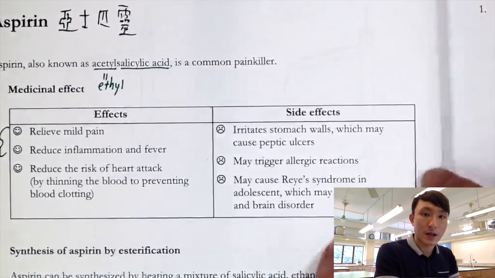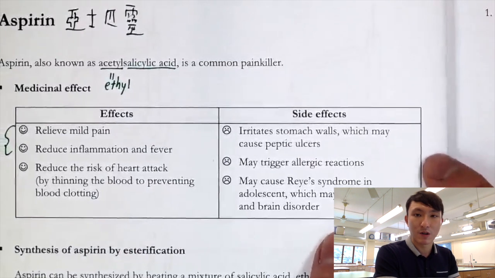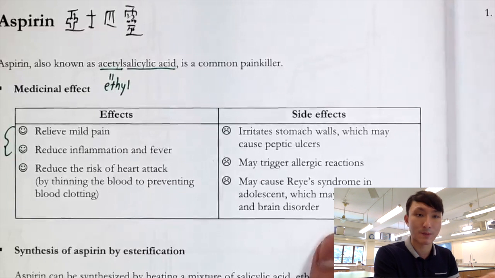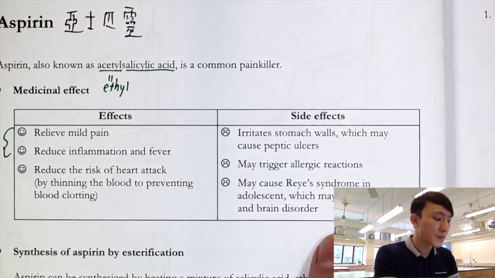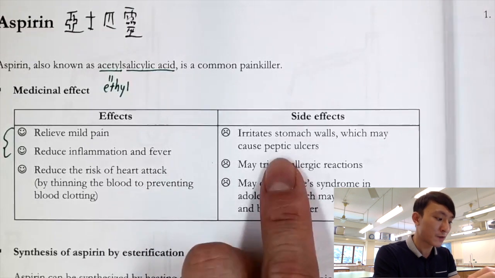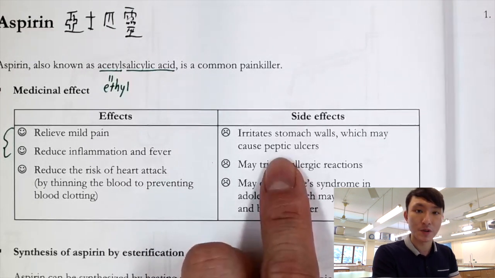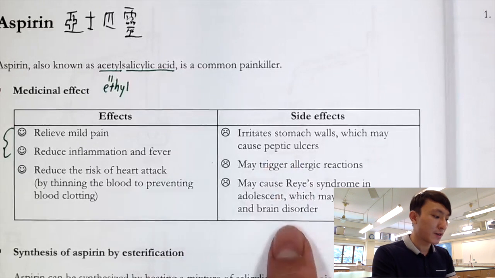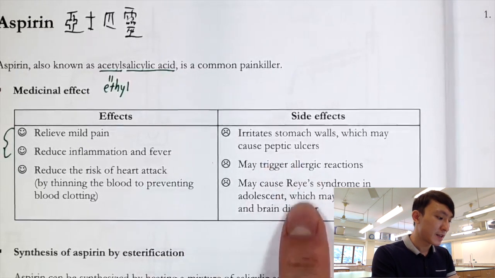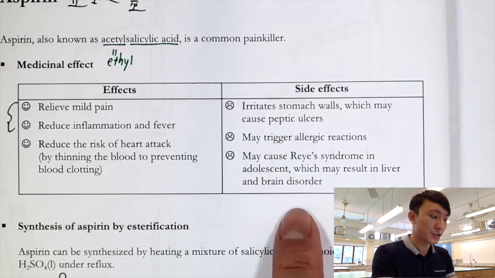But there are some side effects of aspirin. In fact, we no longer use it nowadays. We use other painkillers such as paracetamol, also known as Panadol, because aspirin is known to have the side effect of irritating our stomach wall, causing peptic ulcers. Also some people are allergic to aspirin, and there are some other problems associated with aspirin. So we don't really use this one anymore.